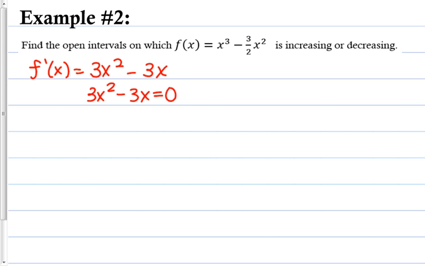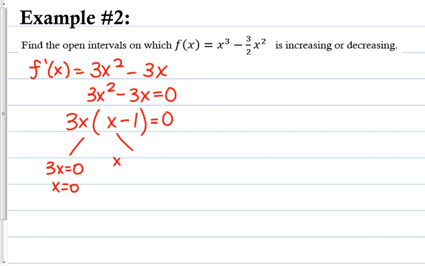So I see that they have a common factor of 3x, or greatest common factor. So when I pull out a 3x from the 3x squared, I'm left with just an x. And when I pull out the 3x from the 3x, I'm left with just a 1. So now the zero product property, 3x equals 0, so x equals 0. And then x minus 1 equals 0, so x equals 1. And here are my critical values, my critical numbers.